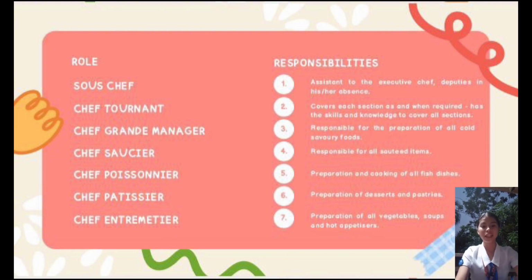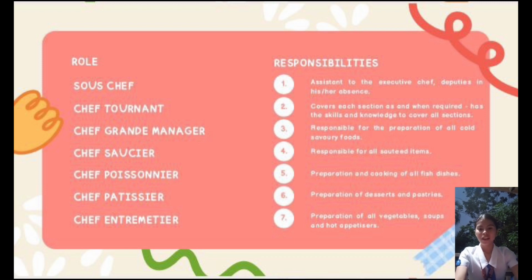Chef tournant covers each section as and when required, has the skills and knowledge to cover all the sections. This chef tournant must be knowledgeable enough. Dapat kabalo siya sa tanang pagluto, unsaon pagluto or mga ingredients, in case nga kuwang sila or dili kaya sa usa, siya ang mo-take over sa menu or dish.